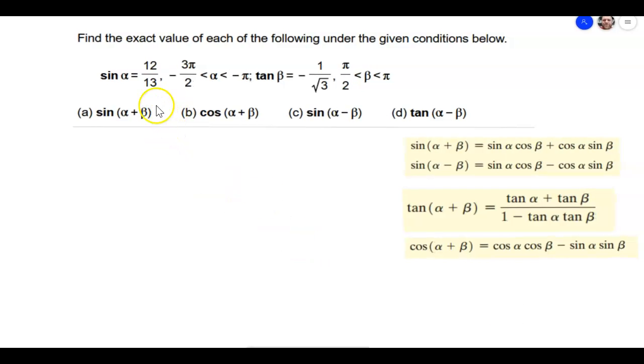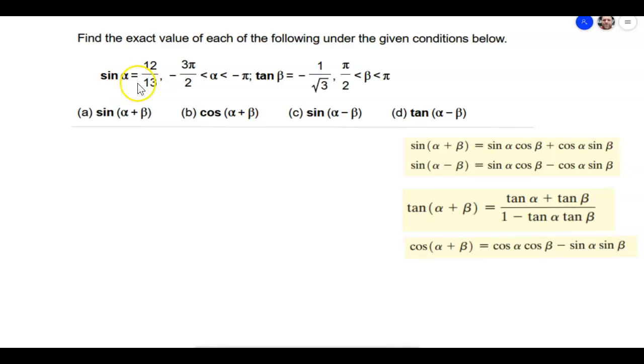This is number 13, and it says find the exact value of each of the following under the given conditions below. I'm going to talk about this one. I'm not going to complete each one to the fullest. I'm going to let you guys do that, but I will give you some good information and get you started on these. So let's go ahead and take a look at them.